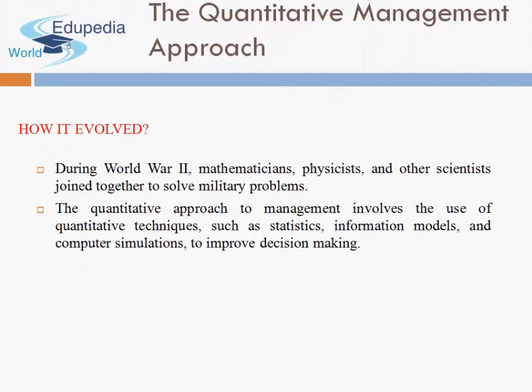Quantitative management approach came after World War II, wherein managers looked into different sciences like mathematics and physics, and used these techniques to solve certain managerial problems. The quantitative approach to management involves the use of quantitative techniques such as statistics, information models, and computer simulations to improve decision making. When we talk about computer simulation, the word simulation has come from something artificial.